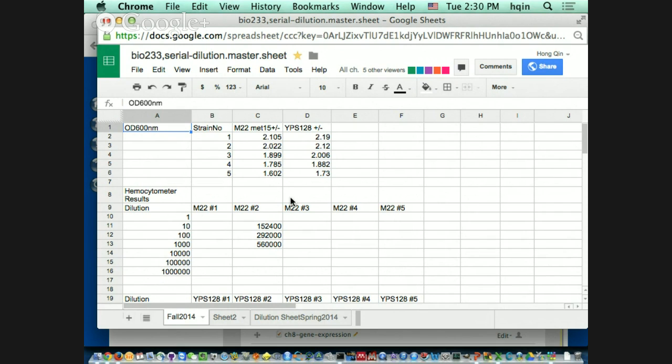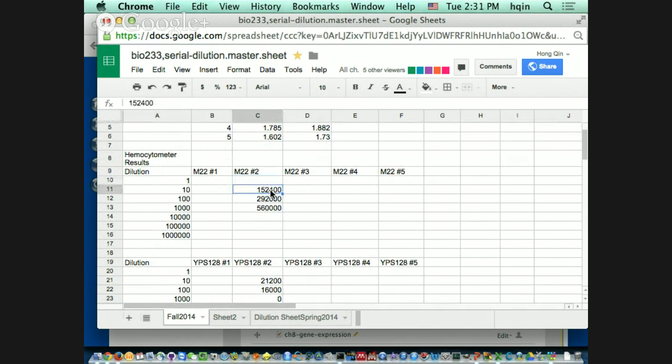Okay, so this is the fall 20. So basically this is the same document. I can add one extra sheet. So that's the spring, and that's the fall. So look at the fall one, but you can actually look at the spring to see how they did it as a reference.